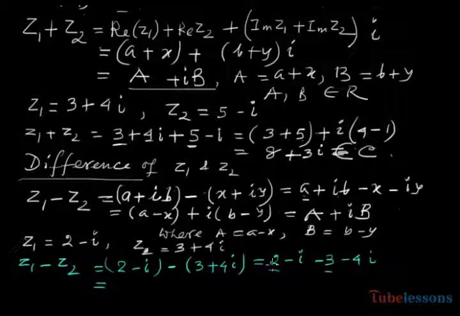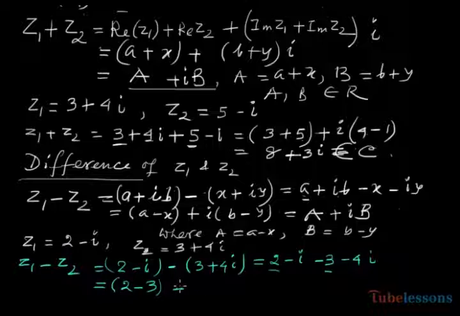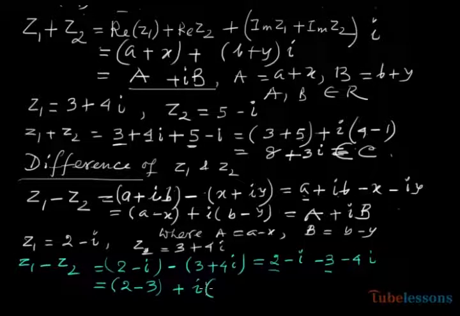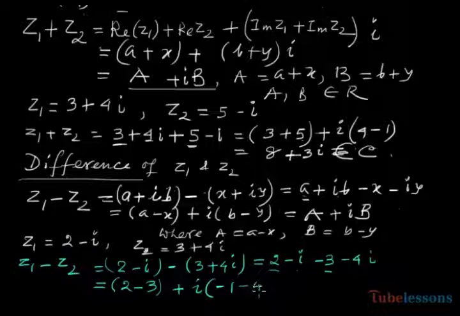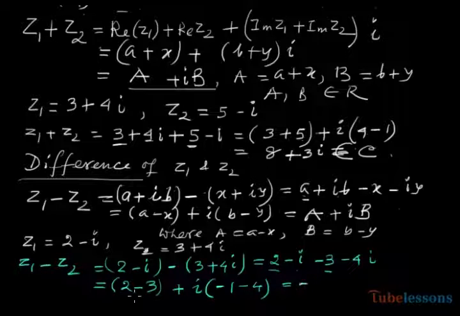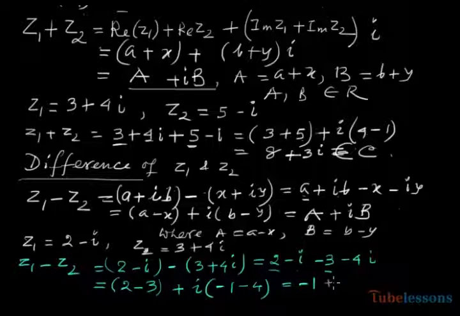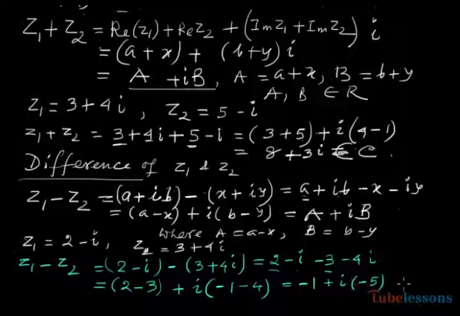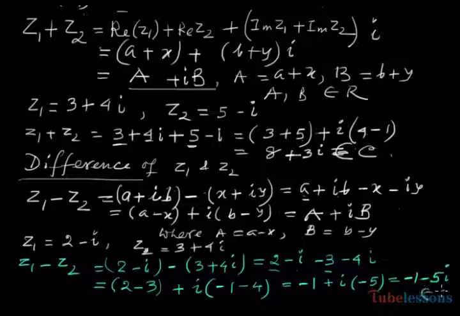Now 2 minus 3 is the real part, plus taking i common, it is minus 1 and it is minus 4. 2 minus 3 equals to minus 1, plus i times minus 1 minus 4 equals to minus 5. So you can write it as minus 1 minus 5i. And this is the standard form A plus iB. So this belongs to the set of complex numbers.